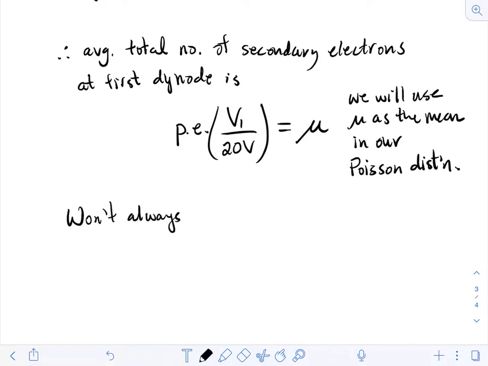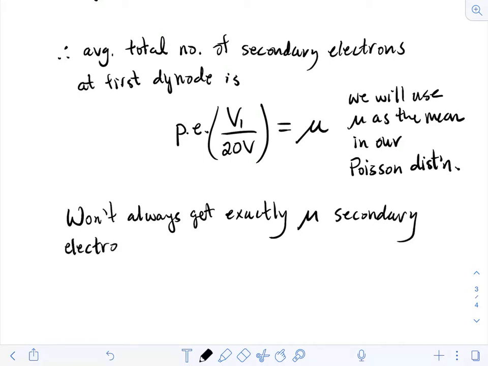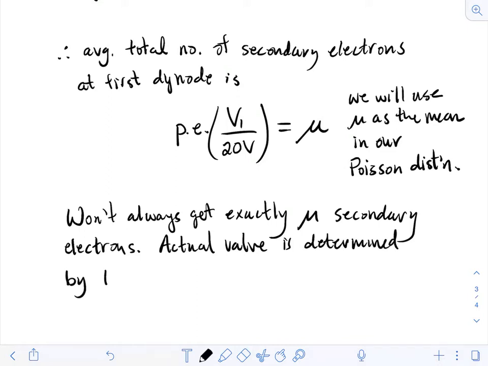always get exactly mu secondary electrons. The actual value is determined by a Poisson distribution.